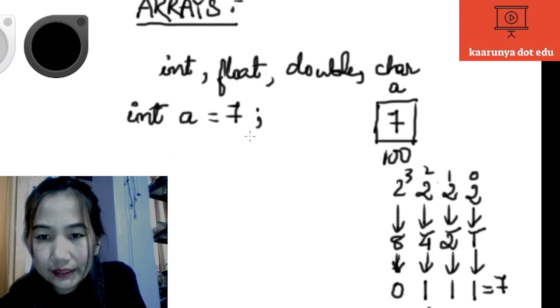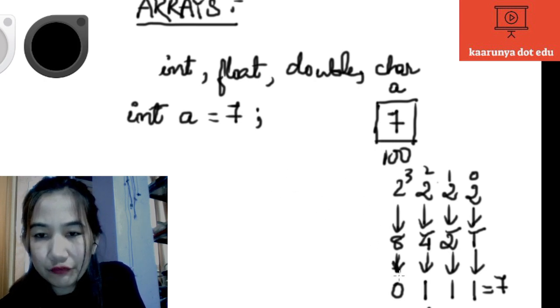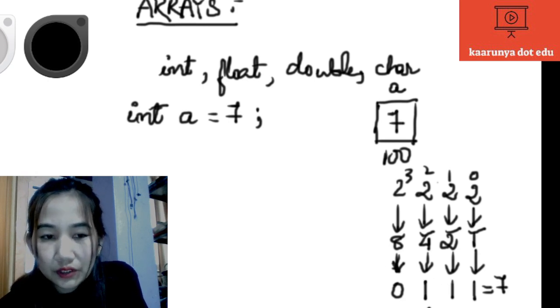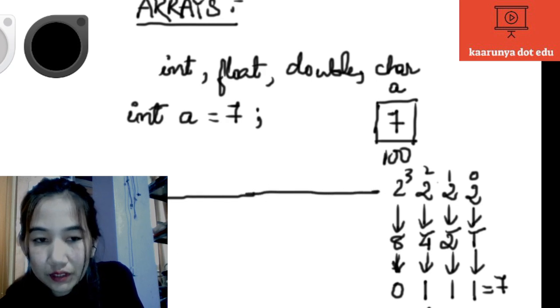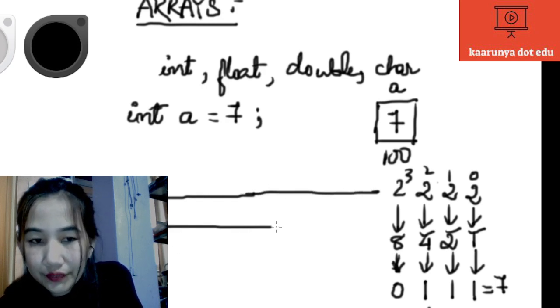In the computer's memory, the number 7 is going to be stored in the binary format, that is nothing but 0 1 1 1, which is the binary equivalent of your number 7. And of course, what you have to know is how it is going to be stored inside the computer's memory, right?